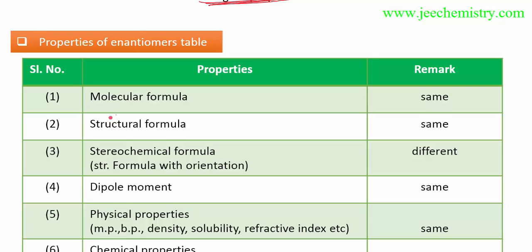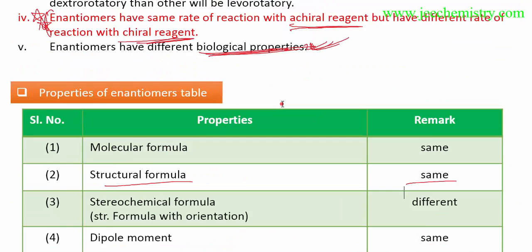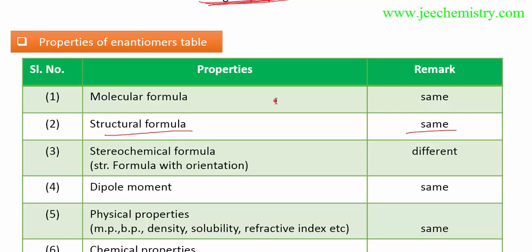Now I have to summarize the properties of enantiomers. The molecular formula must be the same. As already told, if two compounds are enantiomers, then the molecular formula must be the same. The structural formula is the same; as I already saw, in this type of enantiomer the structural formulas are the same, with the same connectivity. The stereochemical formula is different, meaning the formula with orientation. I have already told that if one is S, then the other will be R, and if one is R, then the other will be S. R and S are the absolute configuration, which gives information about the orientation of the group of atoms in space. That's why the stereochemical formulas with orientation are different.